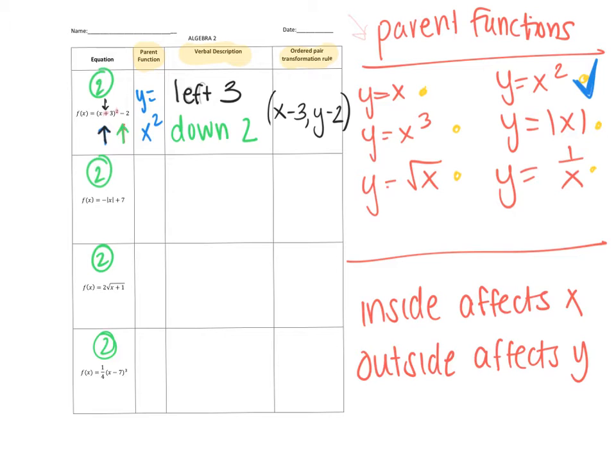Okay, so then I want you to go ahead and do the same thing for the rest. Same thing, you're going to list the parent function, verbal description, and ordered pair. Okay, this is going to be done through Cami.